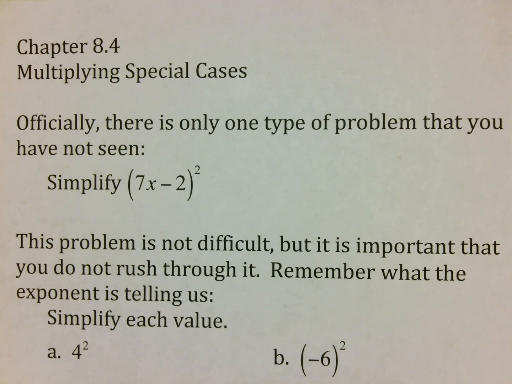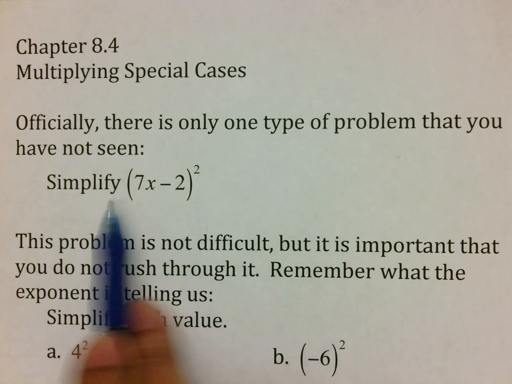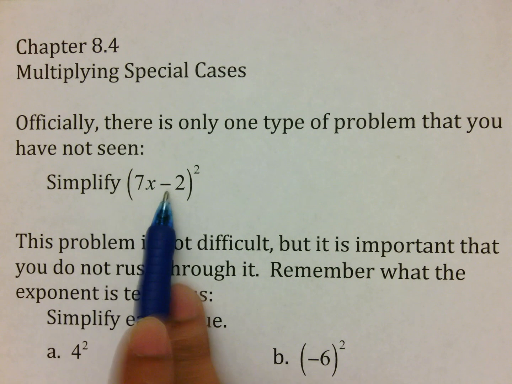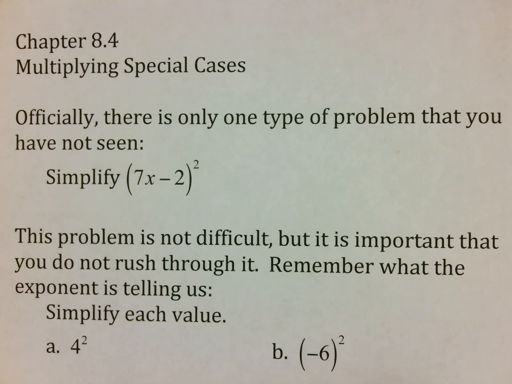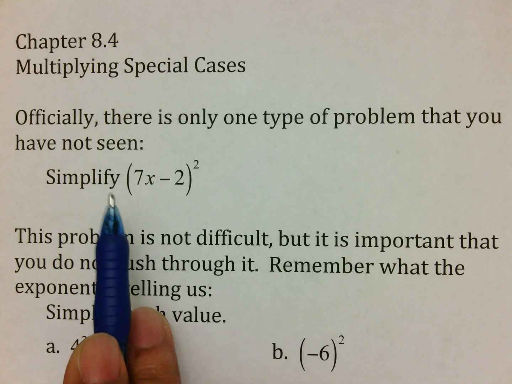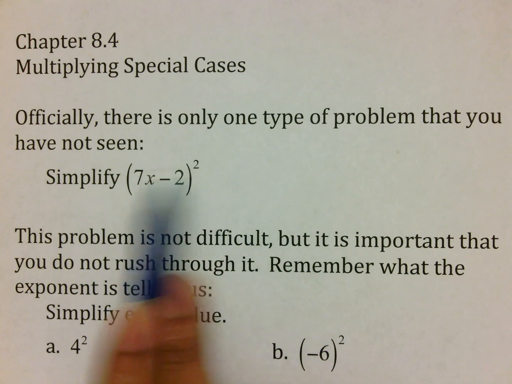But our last one is just multiplying special cases, and I will say officially there's only one type of problem you haven't seen, and that's something like this where it has simplify 7x minus 2 squared. It's not difficult, but remember that you don't need to rush through it. I'll tell you what most people do wrong when they see this is they distribute that 2.